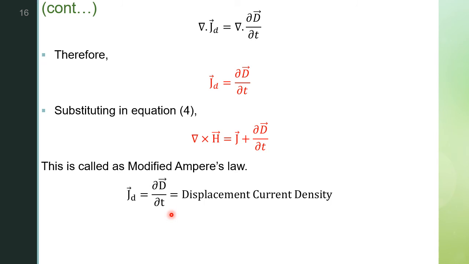It is the additional term introduced to the equation del cross H equal to J. The other term J, which is already present in Ampere's law, is given by sigma E, and it is called the conduction current density. So if we have time varying fields, then we will have both conduction current as well as displacement current.